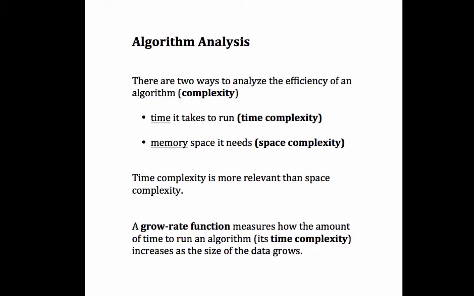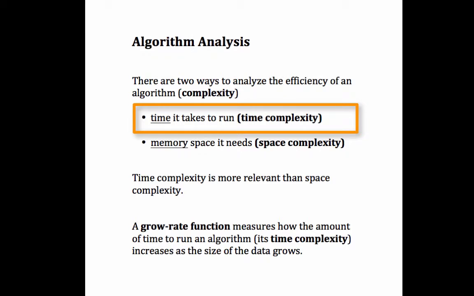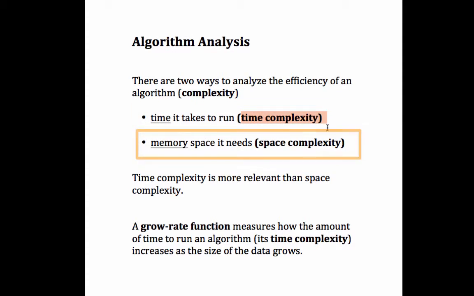In general, when we talk about the efficiency of an algorithm, we're talking about two things. Either we're talking about the amount of time that it takes for the algorithm to run, and that is called the time complexity, or we're talking about the amount of memory that the implementation of that algorithm requires, and this is what we call the space complexity.